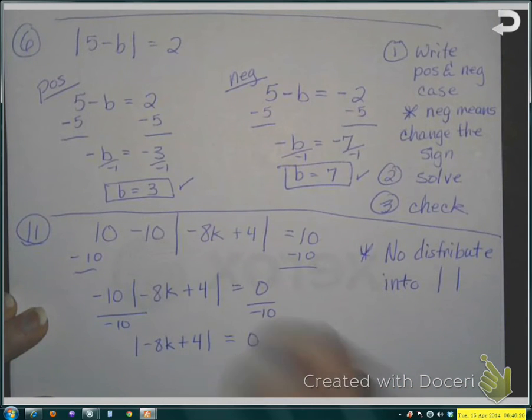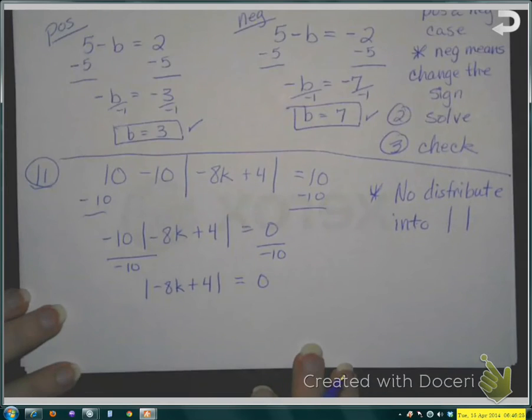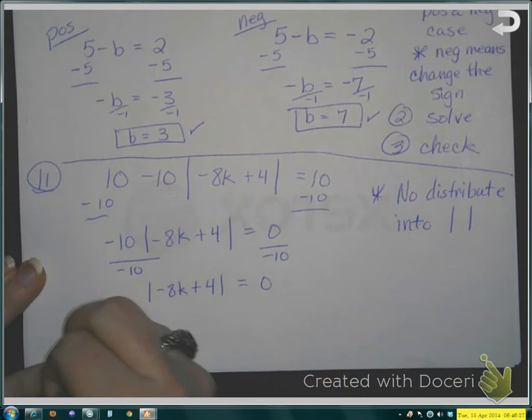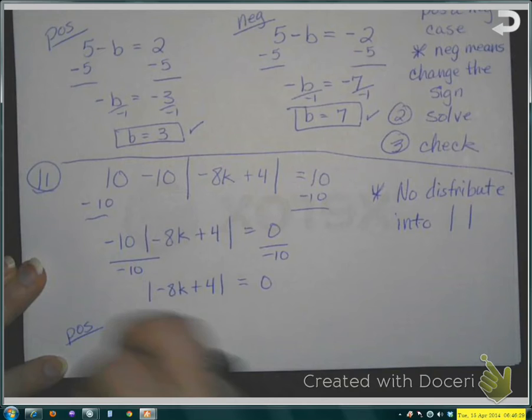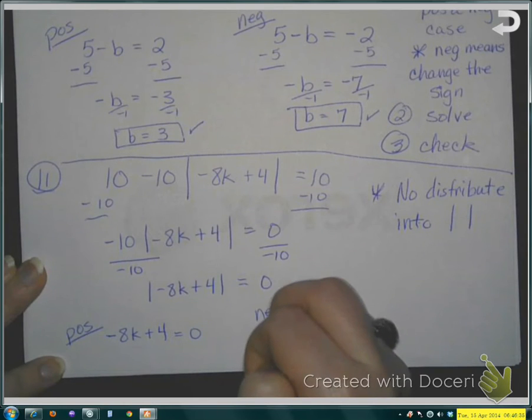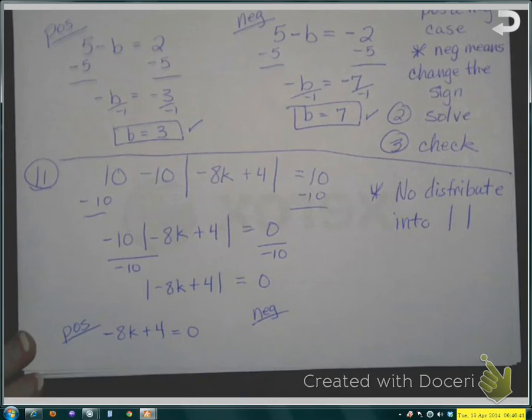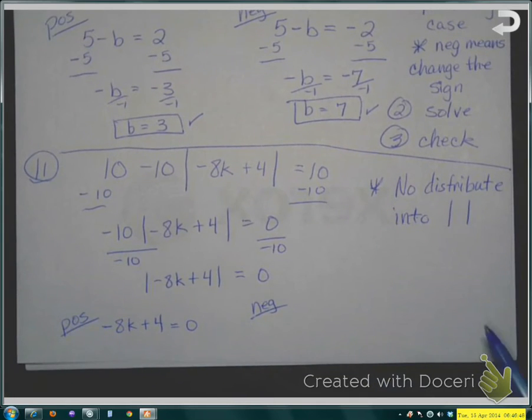And that's equal to 0, because 0 divided by anything is just 0. Now I can write my positive and negative case. Positive case, I have negative 8k plus 4 equals 0. Negative case, oh, check it out. They're going to be the exact same because we're equal to 0, and you can't have a plus 0 and a minus 0. So this particular question only has one answer, and that's okay.